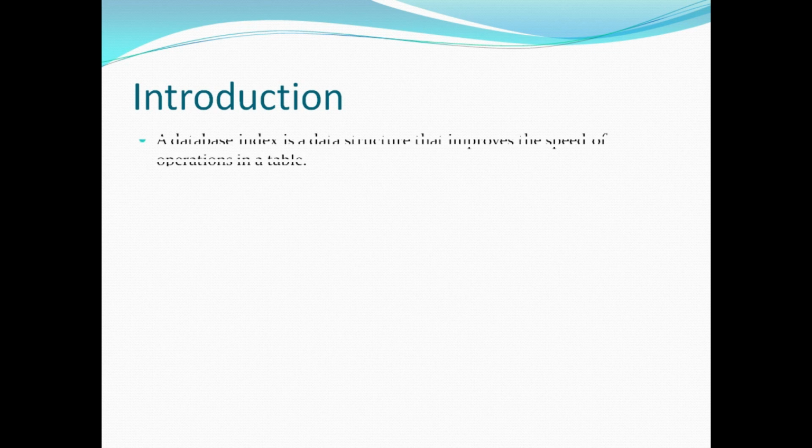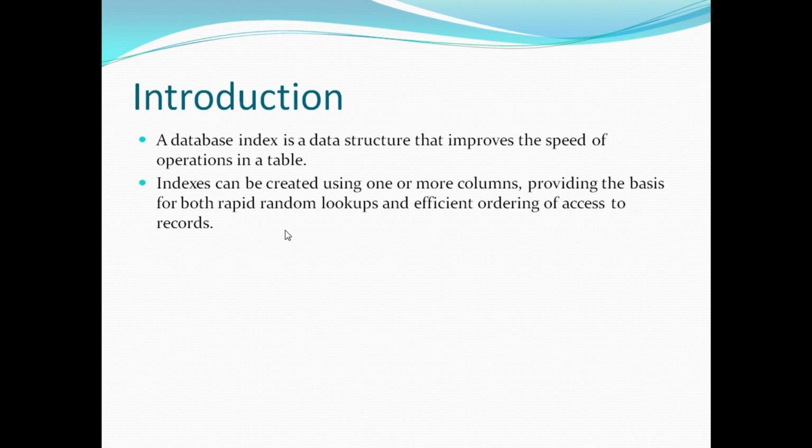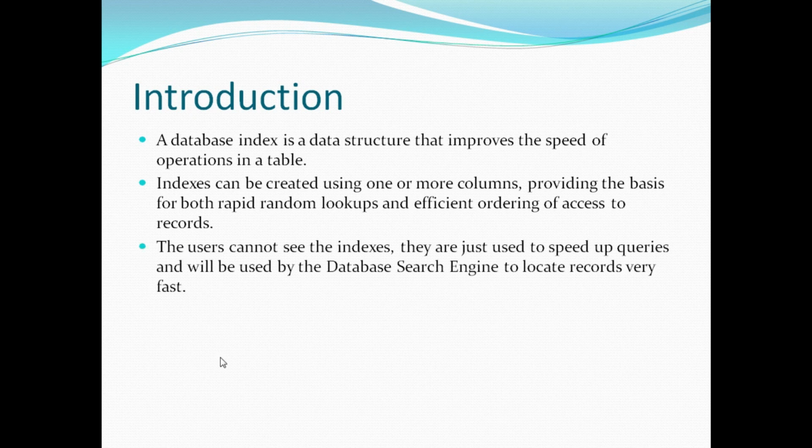So what is the index? A database index is a data structure that improves the speed of operations in a table. Indexes can be created using one or more columns, providing the basis for both rapid random lookups and efficient ordering of access to the records. The users cannot see the indexes; they are just used to speed up the queries and will be used by the database search engine to locate records very fast.